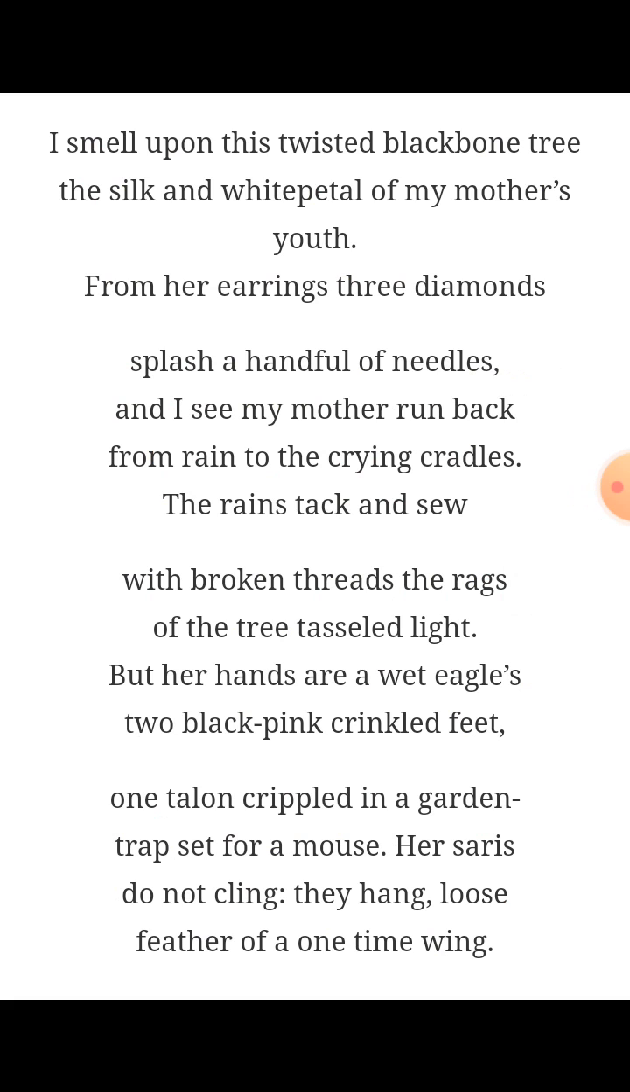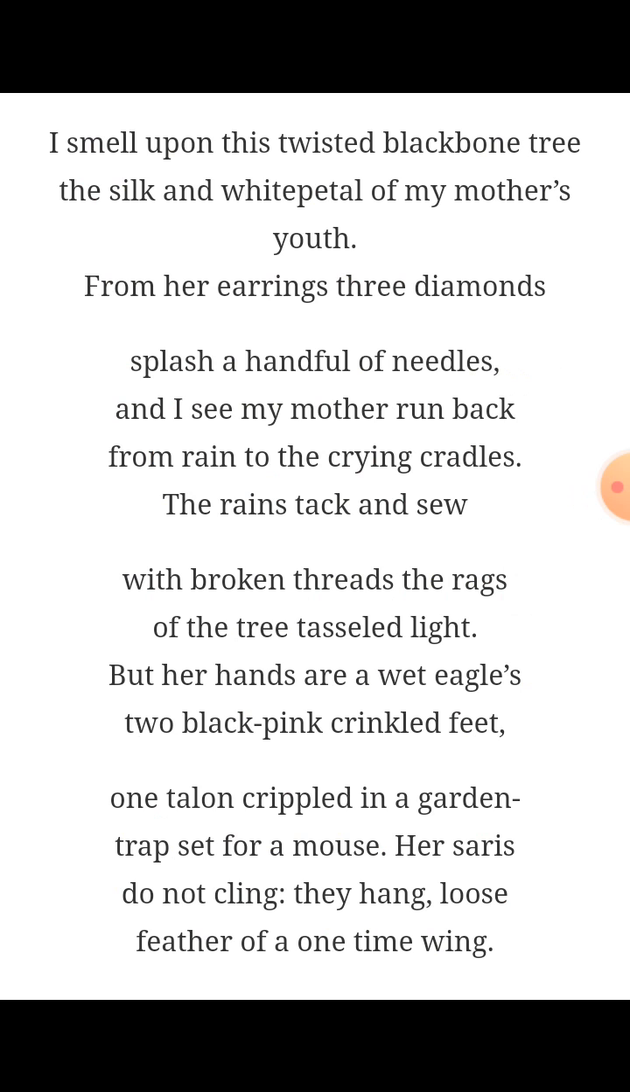In the first 4 lines of Of Mothers Among Other Things, the speaker begins by explaining something important he smelled. It was the silk and white petal of his mother's youth. The scent was found on a black bone tree. It speaks to her beauty, youth, and the materials the speaker associates with her.